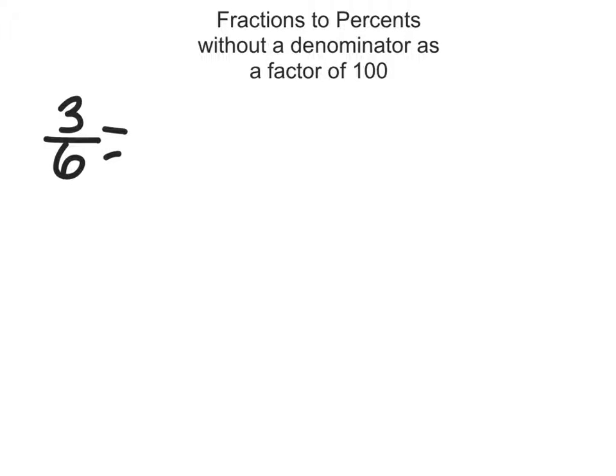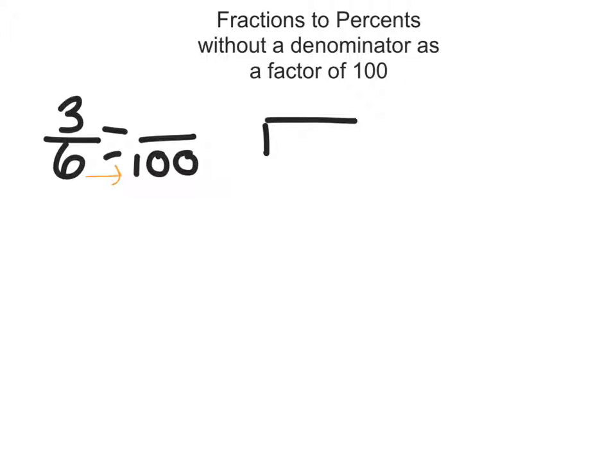But we know that we need a denominator of 100 in order to find the percentage. Now, there's no way that we can get from 6 to 100. So that's why we add another step in here. We have to divide. So we're going to divide 3/6 to find a decimal. And then from there, we'll be able to convert it into a percentage.